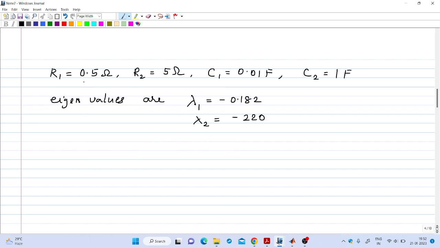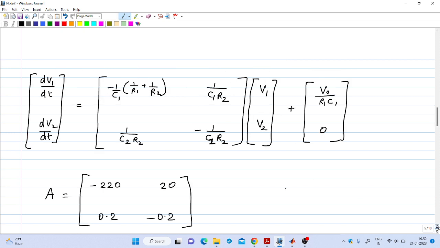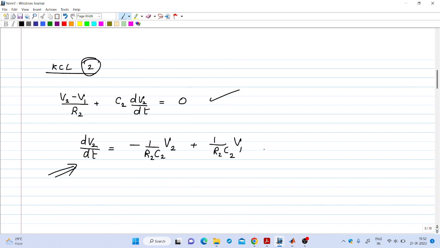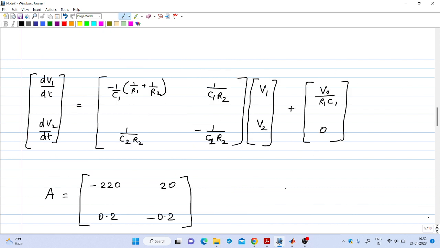For these given values, R1 is equal to 0.5 ohm, R2 is 5 ohm, C1 is 0.01 farad, C2 is 1 farad, the eigenvalues will be far separated in magnitude. Let us evaluate the eigenvalues. These two equations, equation 1 and equation 2, can be written in the matrix form like this. This gives you the A matrix. If I plug in the values of R1, R2, C1, C2, I will get minus 220, 20, 0.2, minus 0.2.